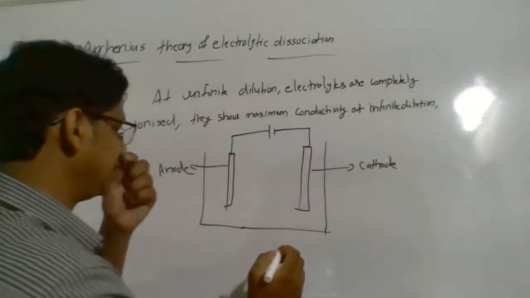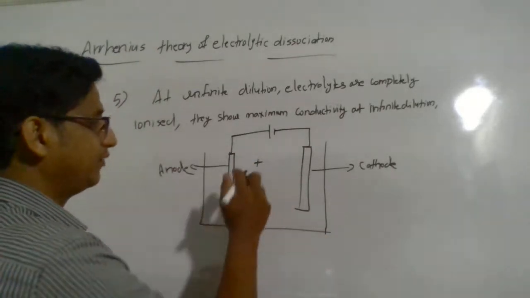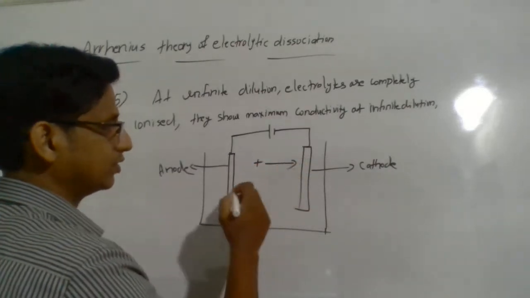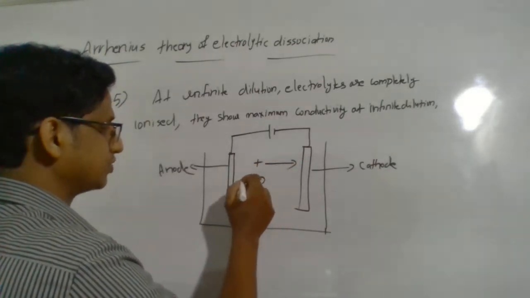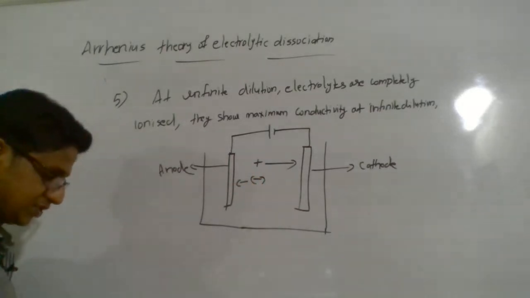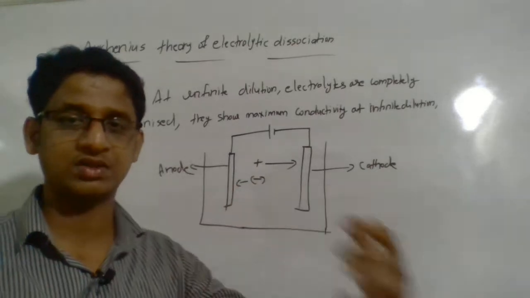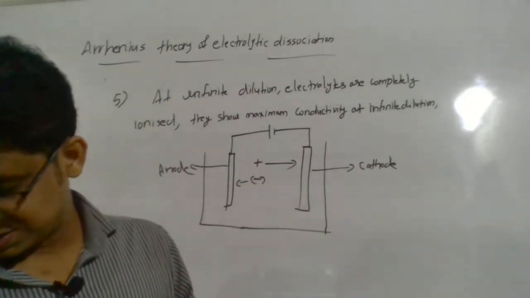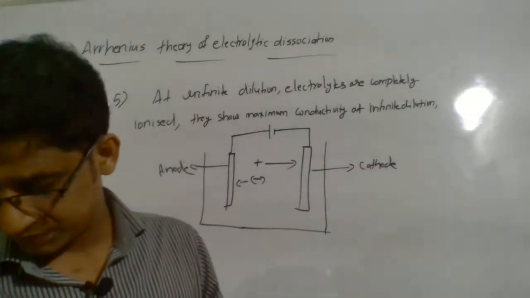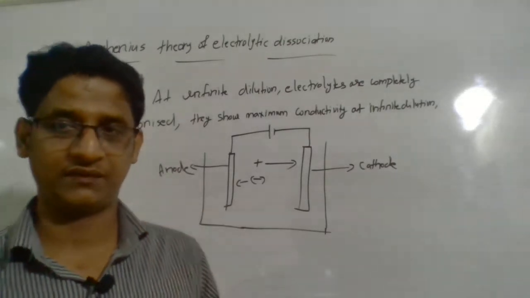So here you can see the cation, positively charged ions, will move to the cathode, which is negatively charged, and negatively charged ions move to the anode, which is positively charged. So respective movement of ions to the respective electrode. When electricity is passed through it, you will see such movement of ions under the applied electric field.